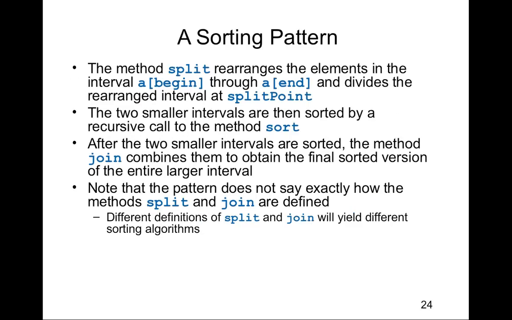So the method for the split rearranges the elements in the array A begin through A N and divides and rearranges them at the split point. Don't worry about the syntax here, it's just the concept that's being described. Two smaller intervals are then sorted by recursive calls to the method sort. And then after the sort actually occurs, the method join combines them together. Okay, don't worry about it, you don't have to understand. I'm not going to ask any questions on sorting.